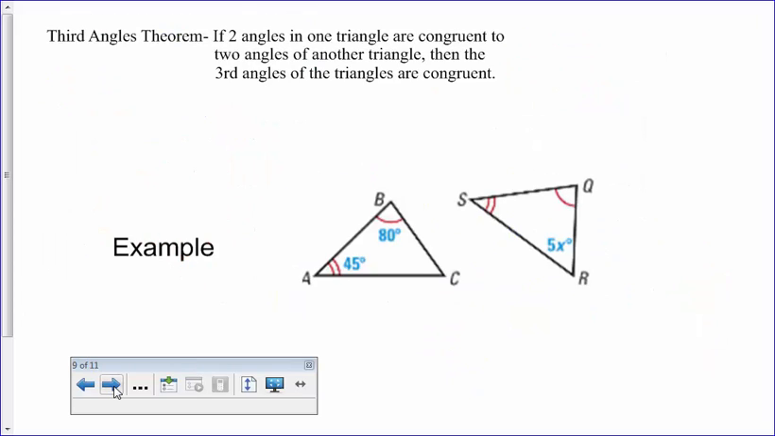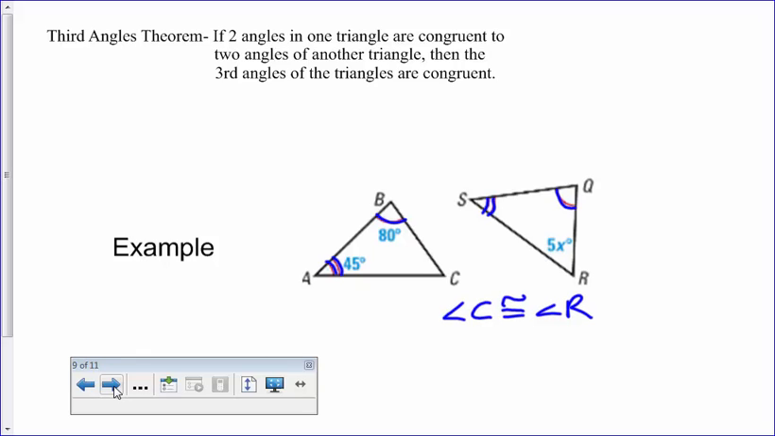The third angles theorem pretty much goes back to that first theorem of all three angles in a triangle add up to 180. In this particular picture, it says if two angles in one triangle are congruent to two angles of another, then the third angles are also congruent. So we see in this picture, we have angle B is congruent to angle Q, that's 1. We have angle A is congruent to angle S, that's 2. Therefore, angle C must be congruent to angle R.